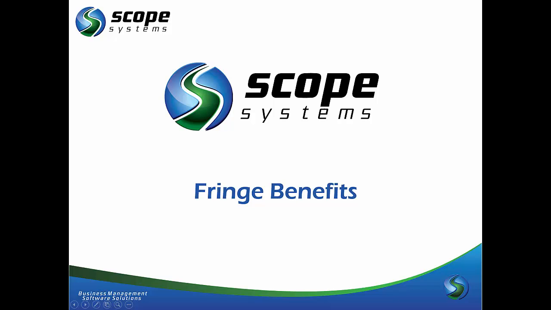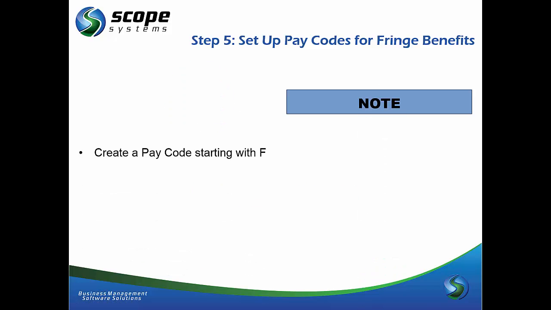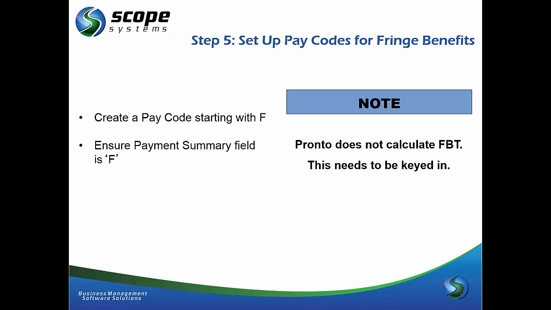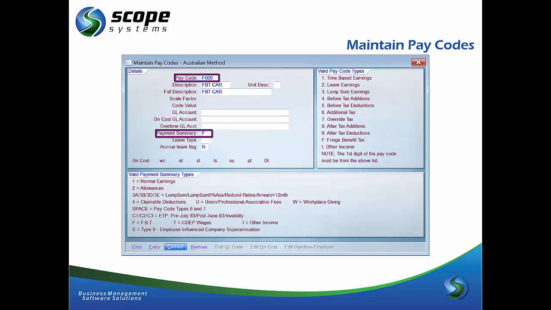The fringe benefits need to be coded in manually every year. You should have received these from your finance section. The pay codes, if you usually have fringe benefits, you will already have them set up. Otherwise, you just need to go and enter them. If your system is relatively new, you can call them whatever you like. You don't need to have a pay code for every different type of F.B.T, but you can if it suits your company policy. So you just go and create one that starts with an F, call it what you like, and the payment summary field needs to be coded as F as well.